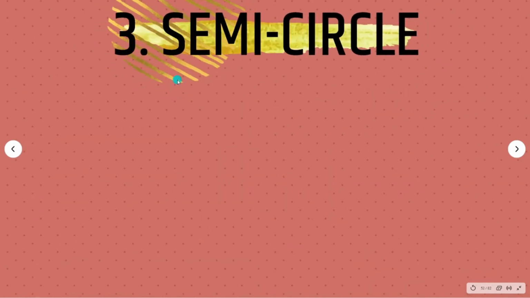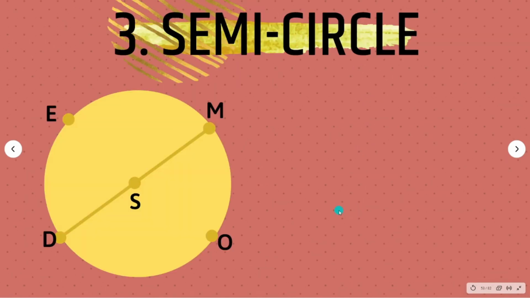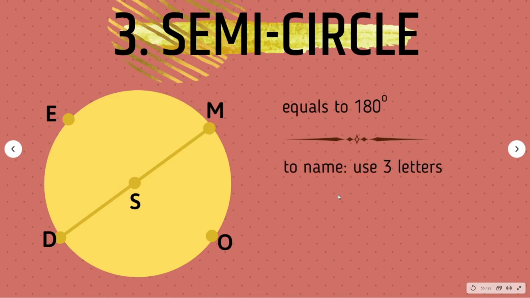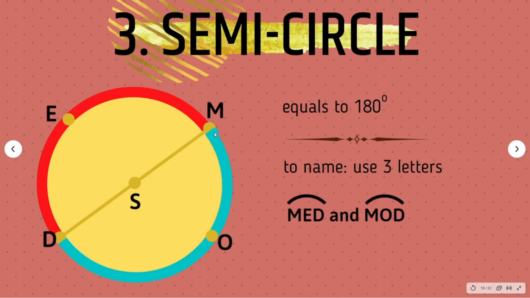Last but not the least, a semicircle. Now here, the semicircle equals 180 degrees, meaning it is half of a circle. To name it, we use three letters. Here we have the arc MED, but also we have the arc MOD, because it is a half. So we get two parts.